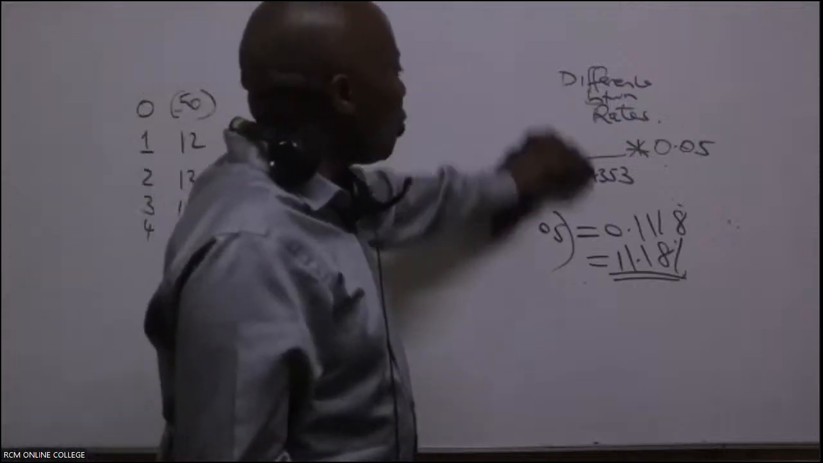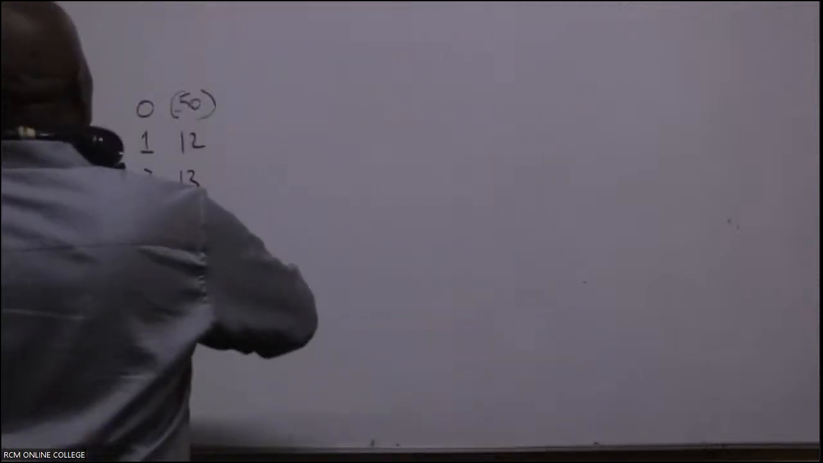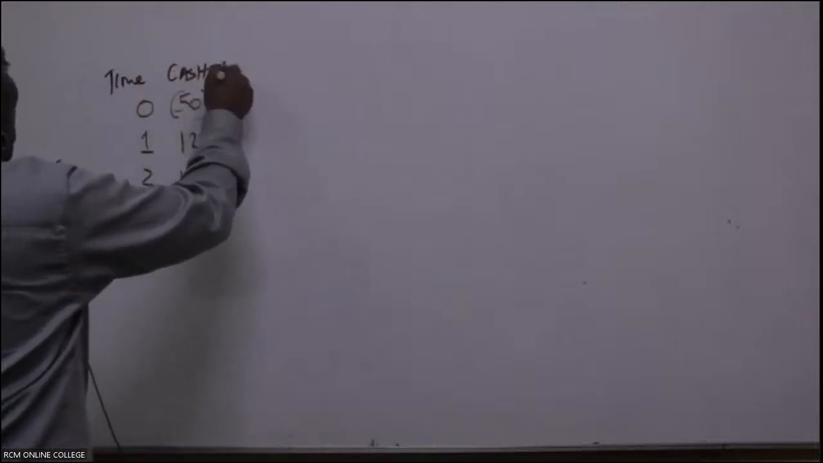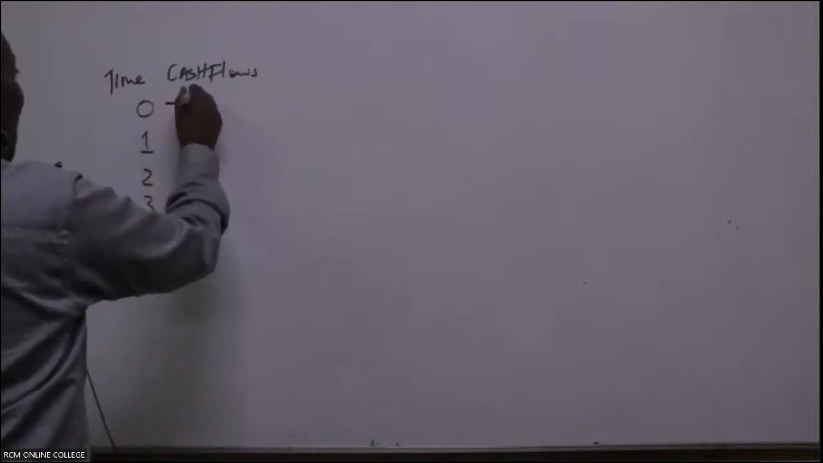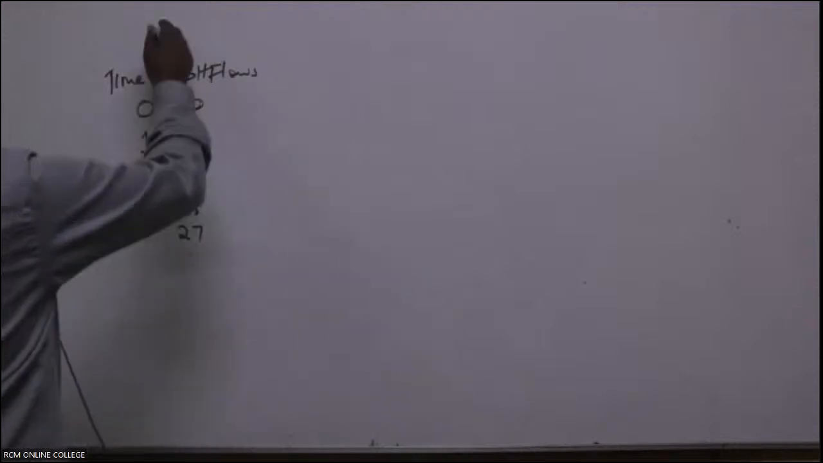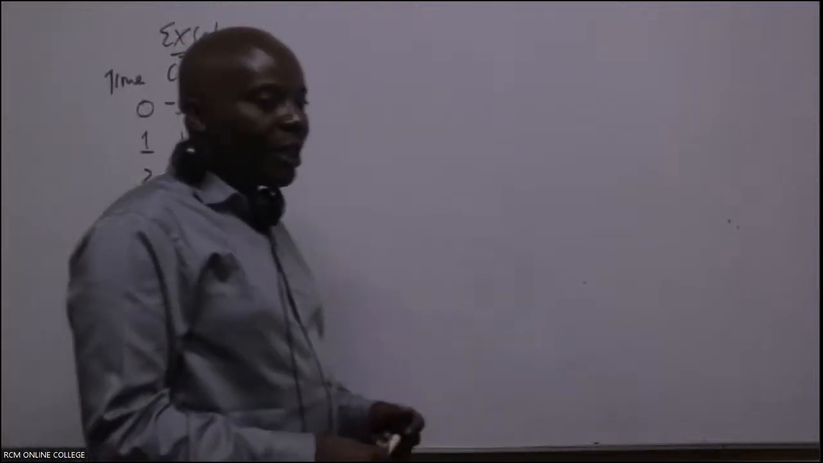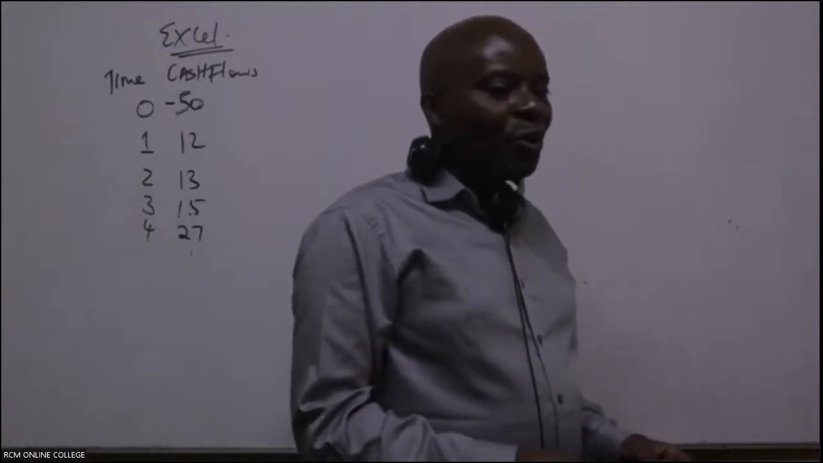Can you kindly go to your Excel and copy these cash flows the way we have them here? We have the time, and then we have the cash flows. Start with -50: -50, 12, 13, 15, 27. Once you finish writing this table in Excel, can you kindly put up your hands? Thank you very much. We shall be able to see that.